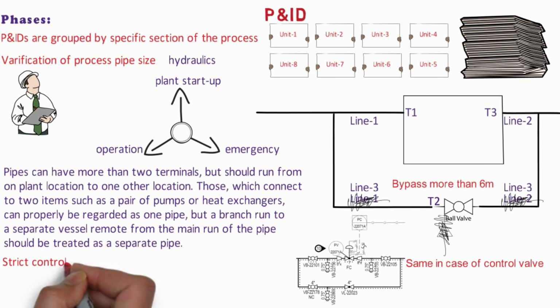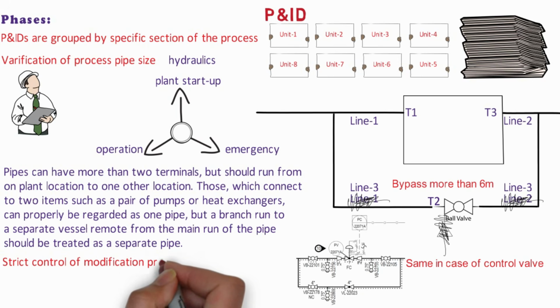Strict control of modification procedure is essential to maintain control of all piping work. Virtually all the process know-how and much engineering technique are recorded on the P&ID, and it is security controlled to prevent information leakage to unauthorized persons. Now let's discuss some of the applications of P&ID.